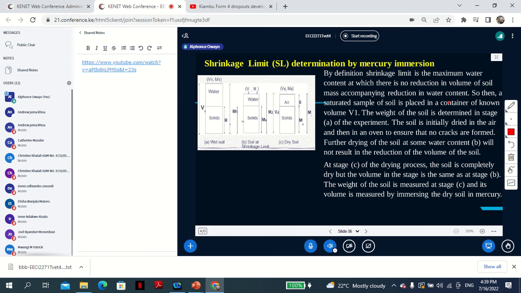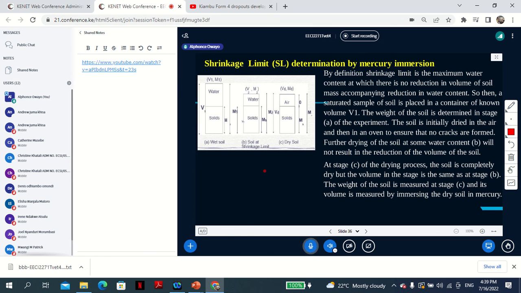Very difficult to do, needs attention. So what that means is you will take some soil, maybe saturated or with enough water, and you know the volume and call it V1. Then you have to determine the weight at this stage.